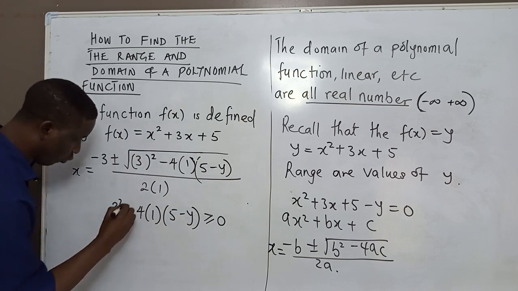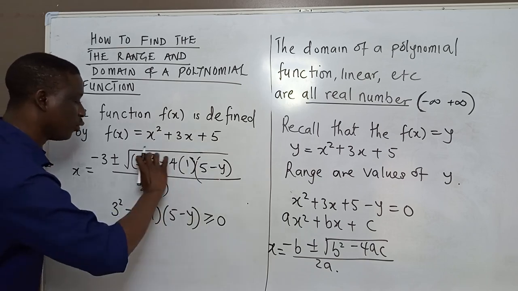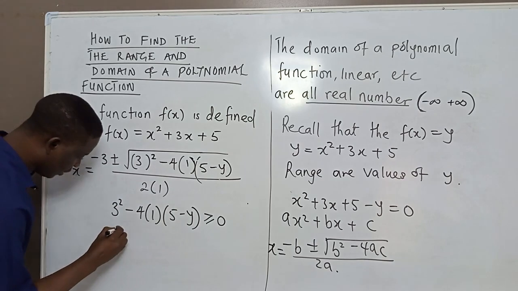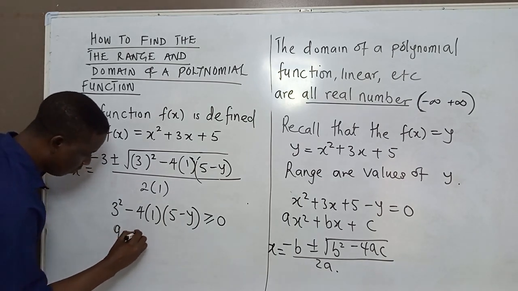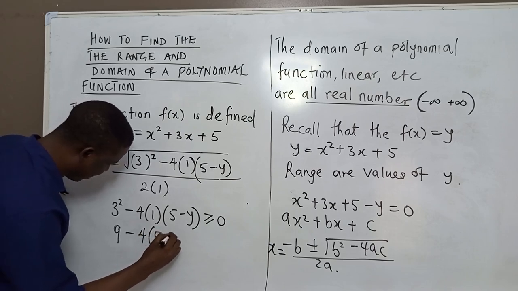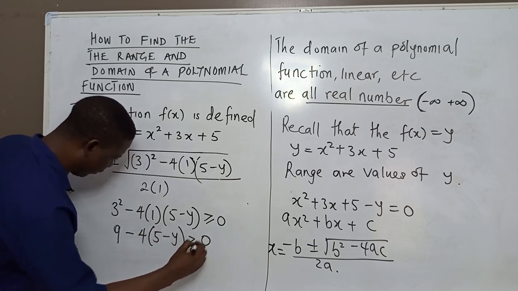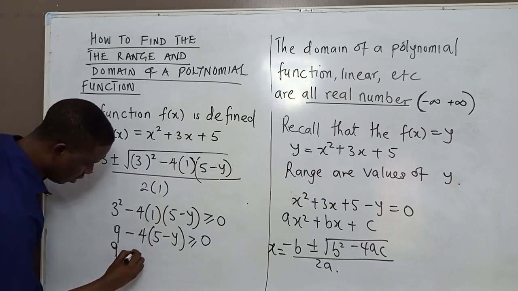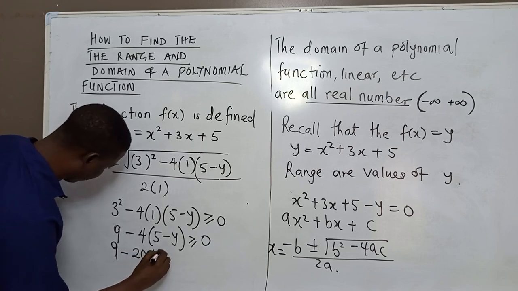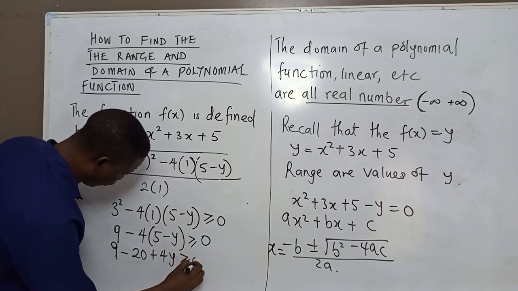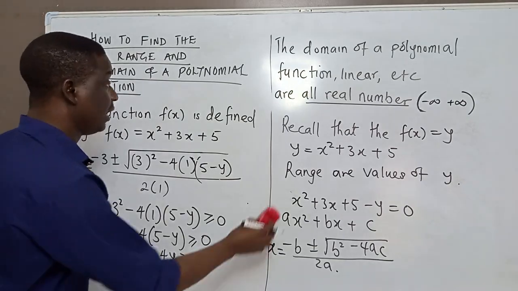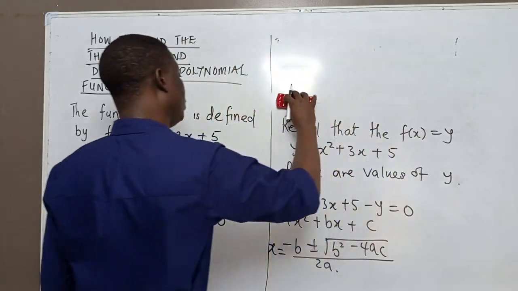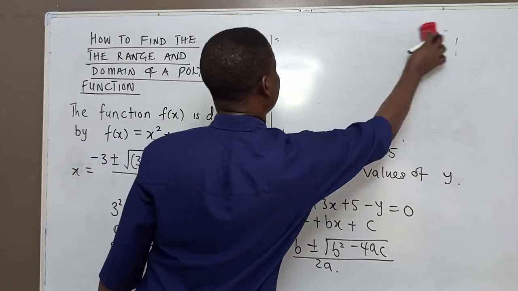So since it's at the numerator, we go ahead. Is this the one that we are going to deal with? We forget about the others, because this is where the answer will come from. So this one will now be 9 minus 4 into bracket 5 minus y greater than or equal to 0. Open the bracket. 9 minus what? 20 plus what? 4y greater than or equal to 0. So what we are going to do now is to make y the subject of the formula. How do we go about that?